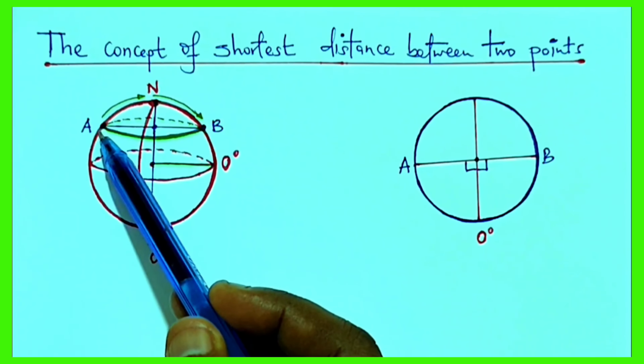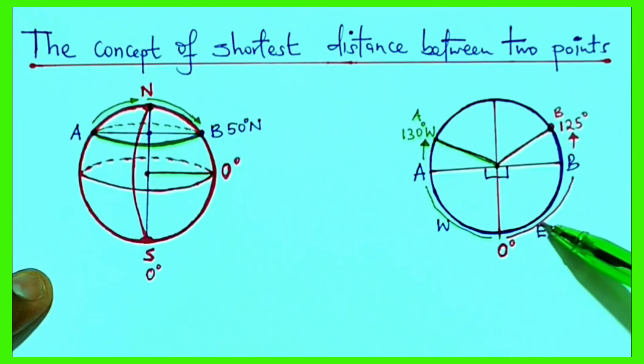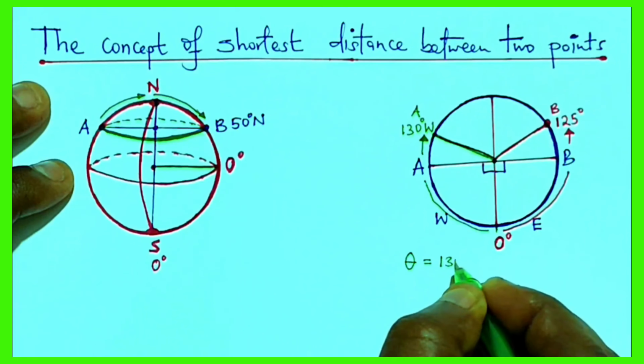And then if you have 2 points on either side of the Greenwich on the same latitude, let's say point B is now at longitude 125 degrees east, and point A is at longitude 130 degrees west, we will say that theta, which is the longitude difference, will be equal to the 130 degrees on the western side of Greenwich to add the 125 degrees on the eastern side of Greenwich, which will end up giving us 255 degrees.